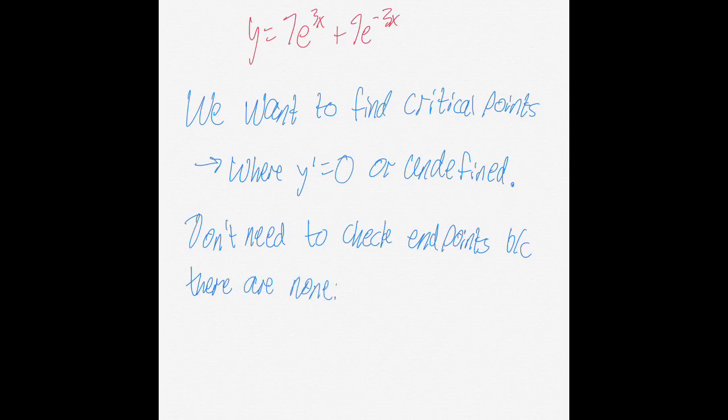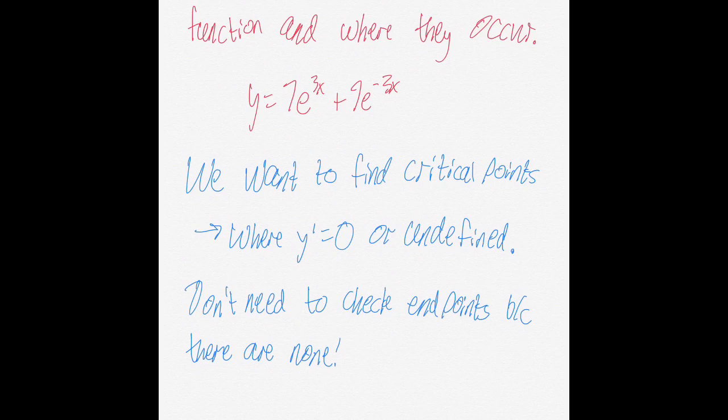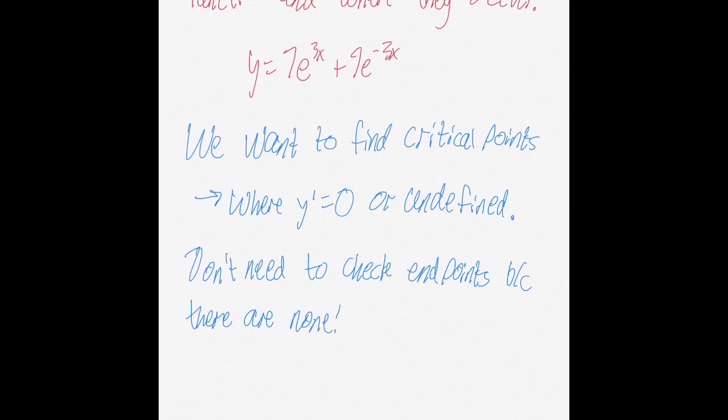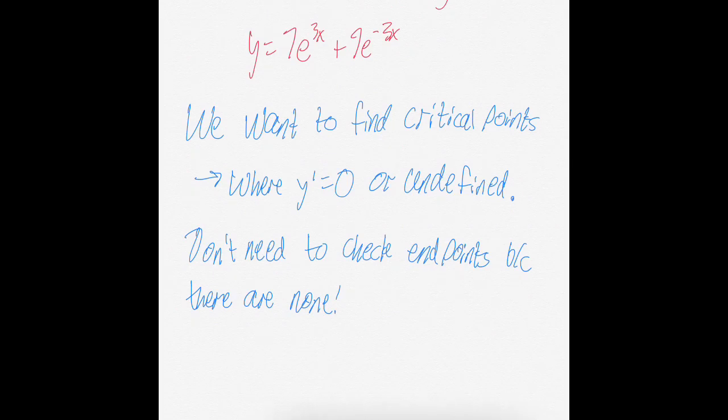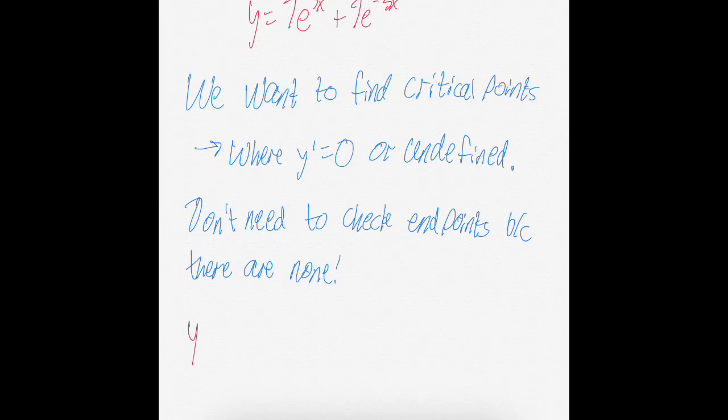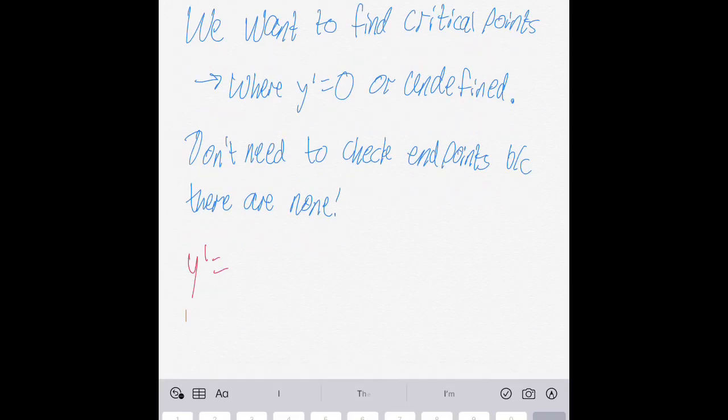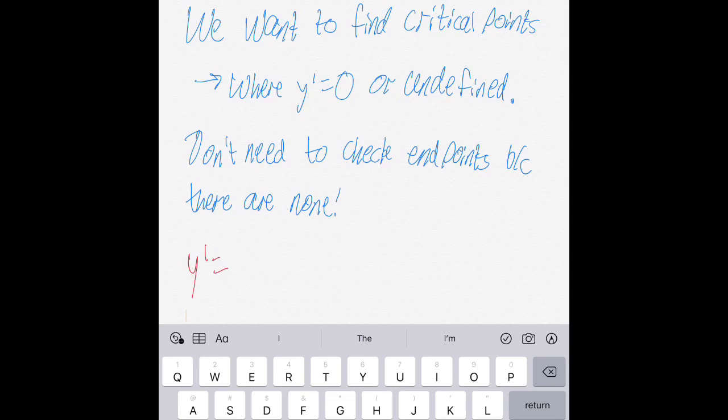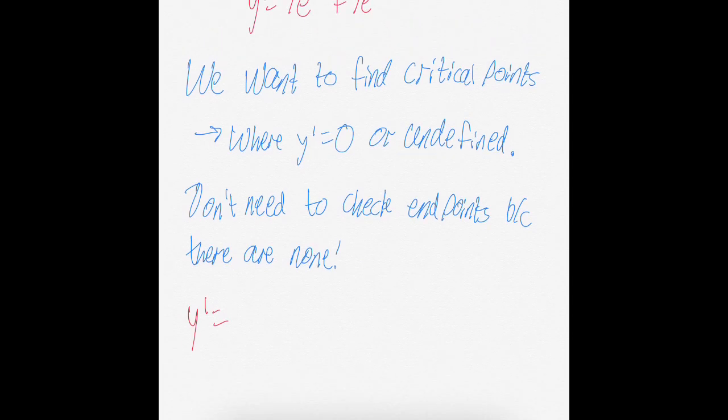To check endpoints, because there are no endpoints. It keeps going either way. It never ends. Check endpoints because there are none. But normally, we also need to check the endpoints of the interval for extreme values as well. So let's go ahead and take the derivative.